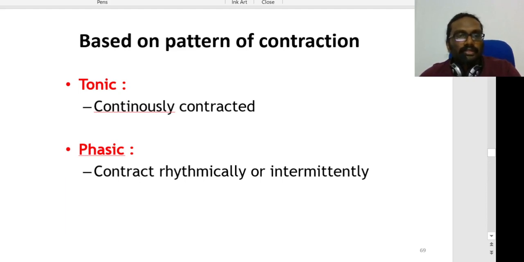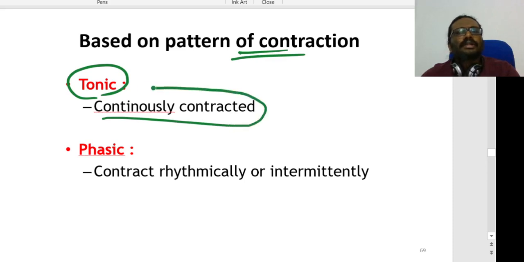You can also divide these smooth muscles based on the pattern of contraction. ഈ പാറ്റേൺ ഓഫ് കൺട്രാക്ഷൻ വെച്ച് നമുക്ക് പറയാൻ കഴിയുന്ന രണ്ട് തരം സ്മൂത്ത് മസിൽസ് ആണ്. വൺ ഗ്രൂപ്പ് ഓഫ് സ്മൂത്ത് മസിൽസ് വിച്ച് റിക്വയർസ് എ ടോണിക് കൺട്രാക്ഷൻ. നമ്മുടെ ബോഡിയിൽ ചില സ്മൂത്ത് മസിൽസ് എപ്പോഴും ഒരു ചെറിയ തോതിൽ കൺട്രാക്ട് ചെയ്തിരിക്കണം. There are some smooth muscles which are always required to be in a sustained state of partial contraction. For example, blood vessels.